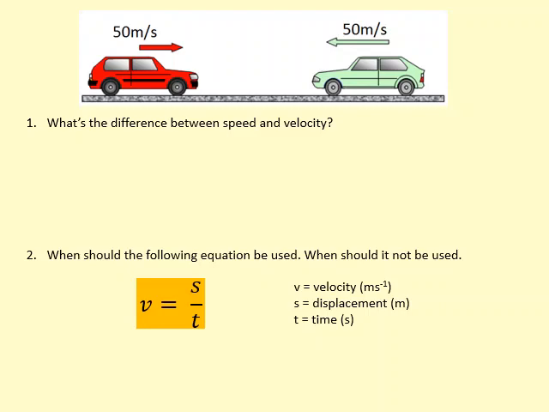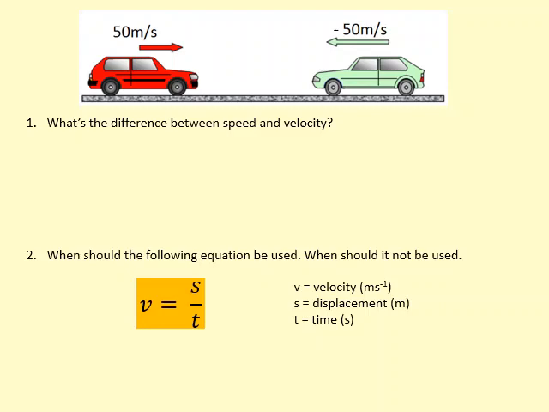Okay, what's the difference between speed and velocity? Both of these cars have the same speed, which is 50 meters per second, except one of them is going the opposite direction. So it's actually minus 50 meters per second when it comes to velocity, because the minus shows that it's going in the opposite direction. Normally we define left as negative and right as positive.